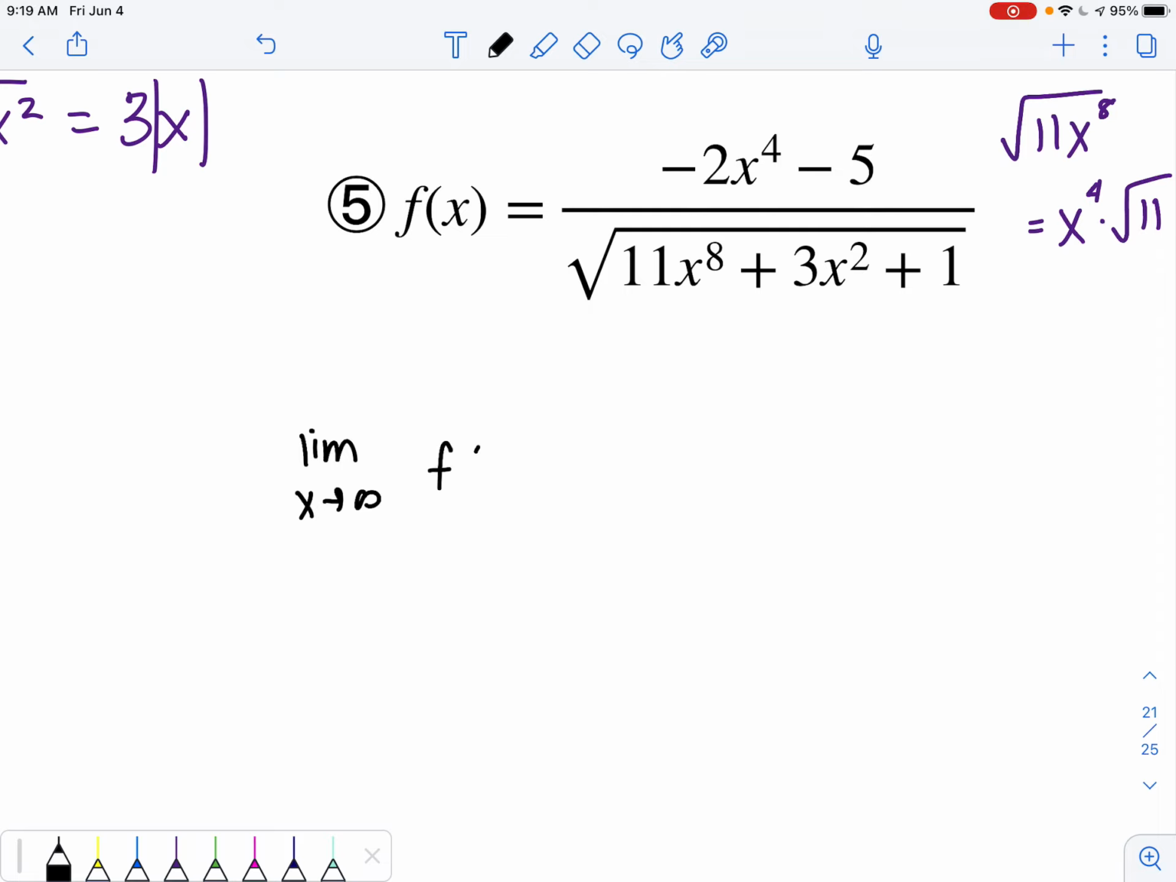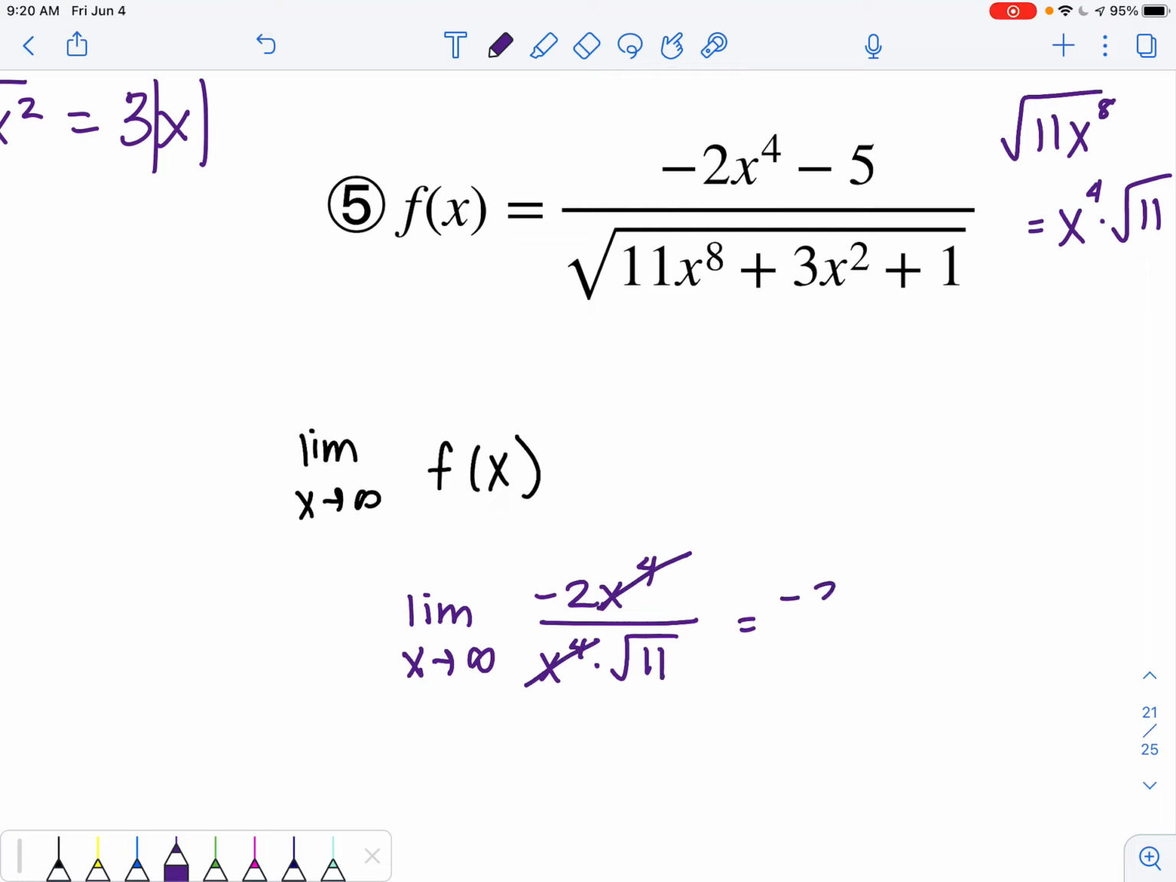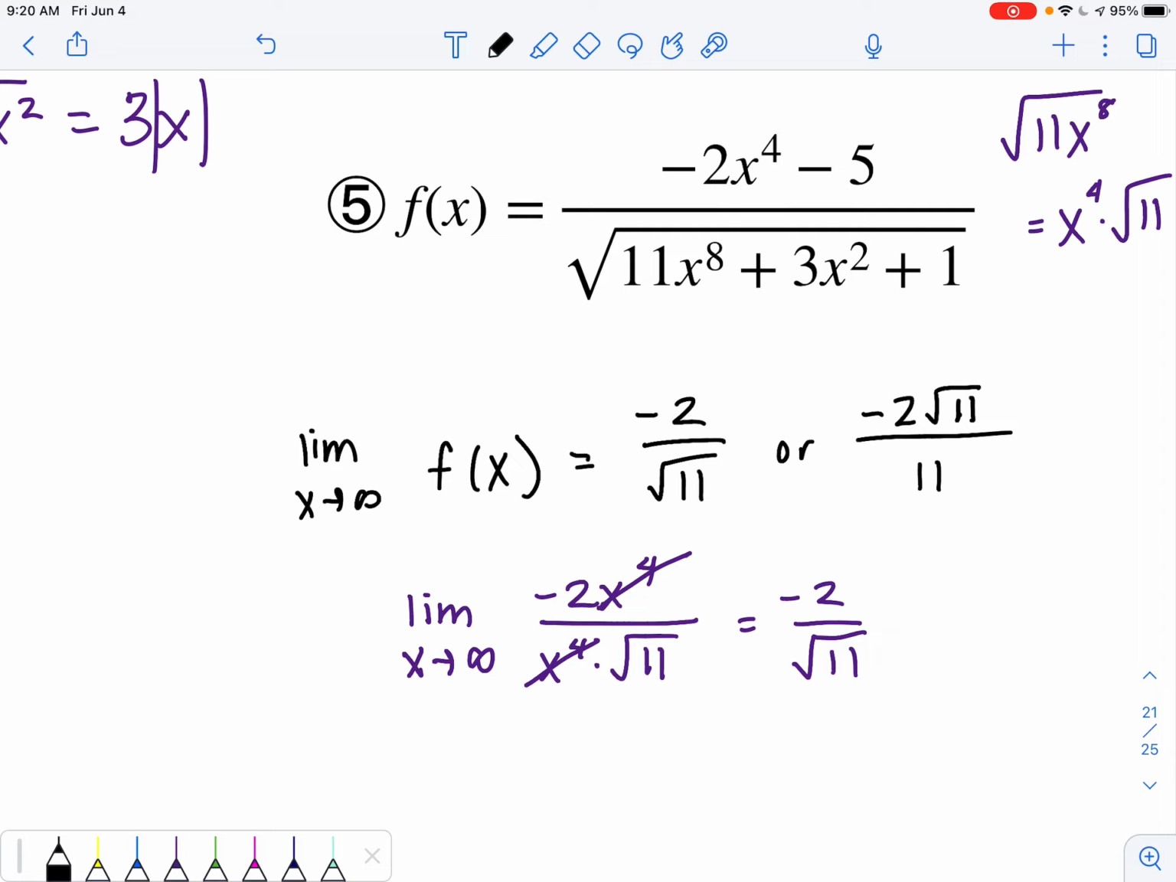So as we take our horizontal asymptotes, we're going to use proper limit notation as x approaches infinity. And I'm just going to write f of x here. If we think about this as we're going to positive infinity, it's really like taking the limit as x approaches infinity of negative 2x to the 4th over x to the 4th times the square root of 11. Those are going to cancel out, and we're going to get negative 2 over the square root of 11. Because all of the x's cancel out, as you go to the left and the right, you're going to get the same value. So this is negative 2 over the square root of 11, or negative 2 root 11 over 11 if you want to rationalize it.